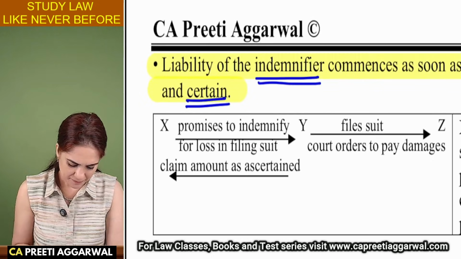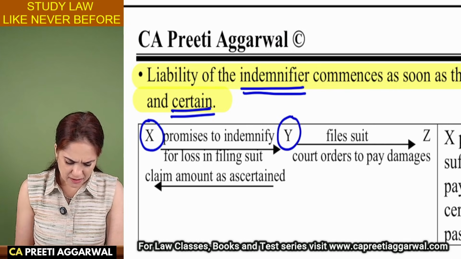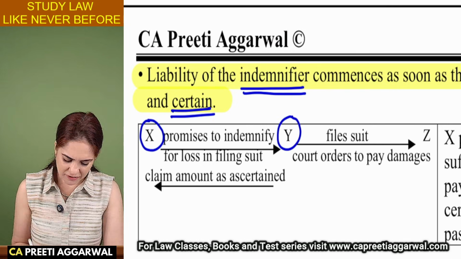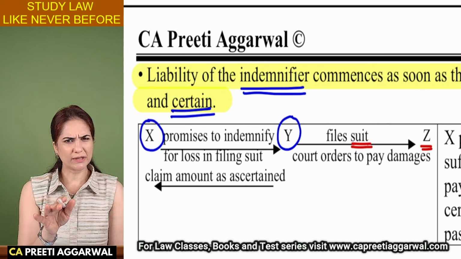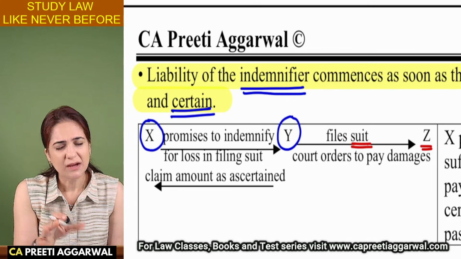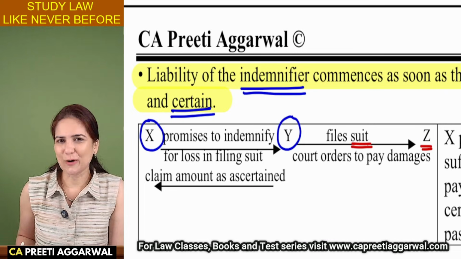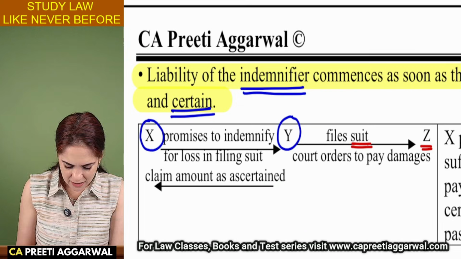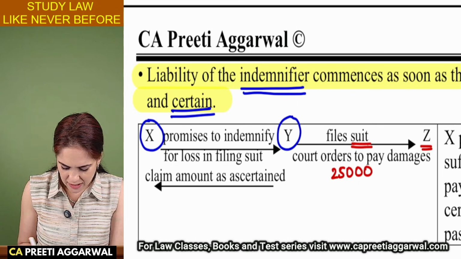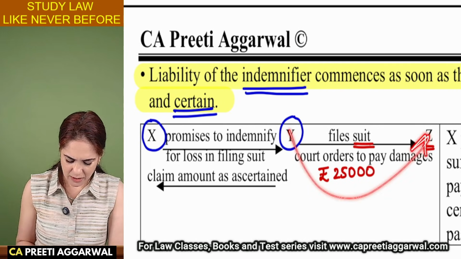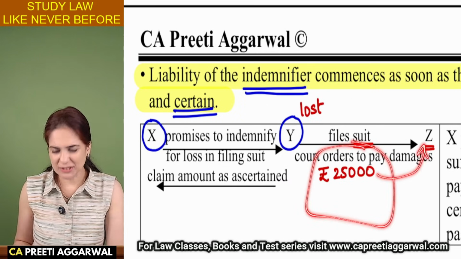Now, to give you an example, X promises to indemnify any loss which Y has suffered in filing a suit against Z. So X told Y, don't worry. Whatever loss you are expected to pay, I will compensate it. File a case against Z. So Y filed a case against Z, but he lost. The court orders Y to pay 25,000 rupees as damages to Z. So Y lost and he was forced to pay 25,000 rupees as damages to Z.